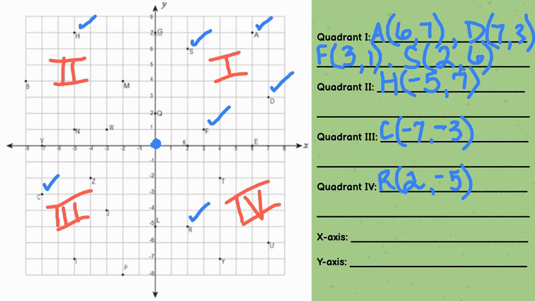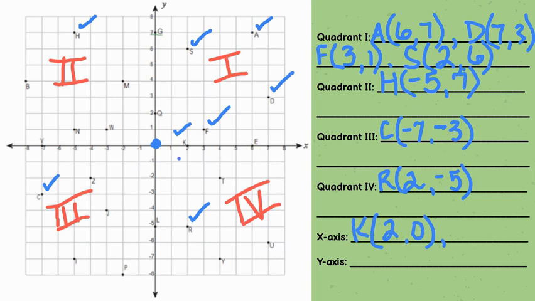Now we're going to look at the x-axis. Remember, the x-axis is the horizontal. So let's look at letter K. So letter K I'm going to put over here. I'm going to put a parenthesis. We know we always go over first before going up. So I'm going to go over to 2. And then how far do I go up? 0. So my ordered pair is going to be 2, 0.